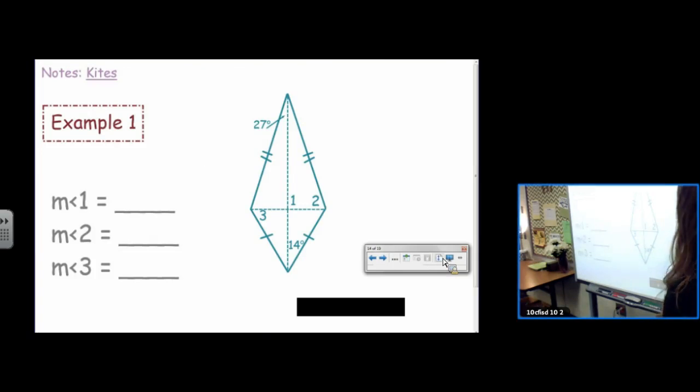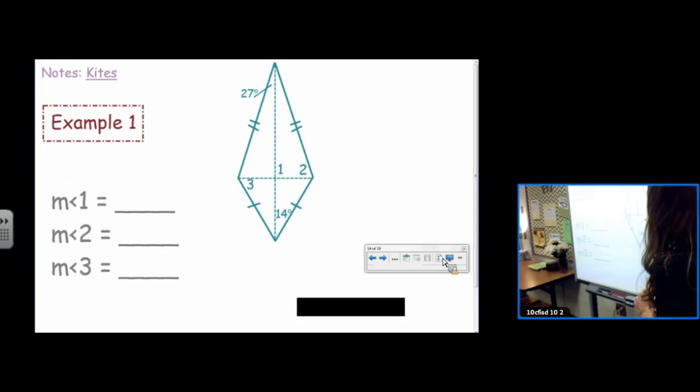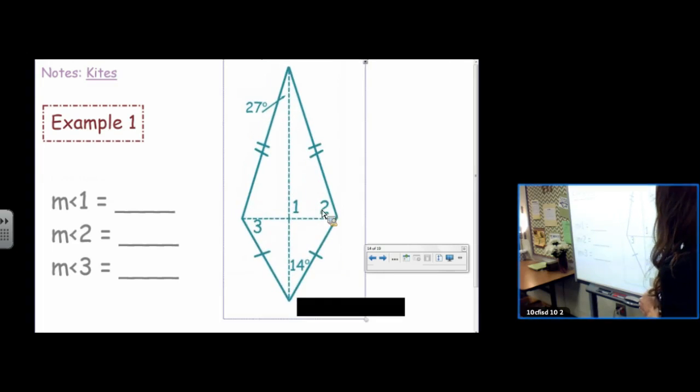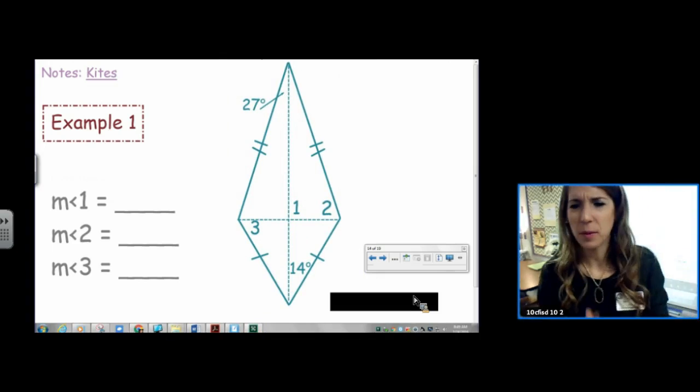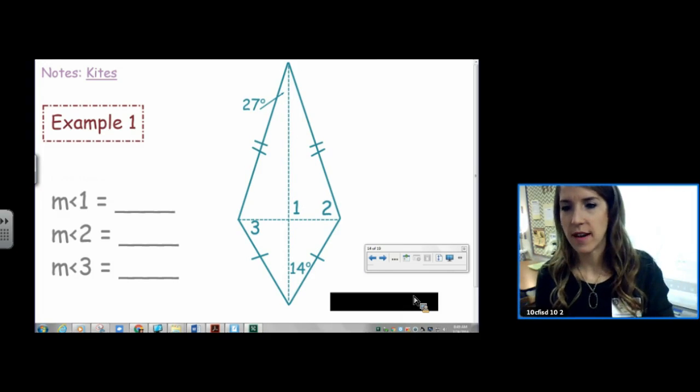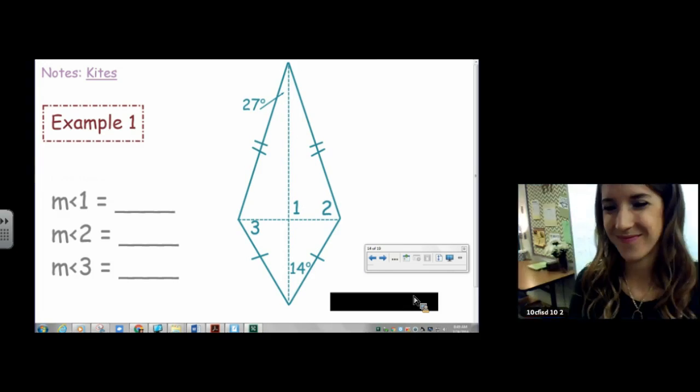Solve some kite problems. Draw this picture somewhere in your notes. Make it a little bit larger. And yeah, we're going to find angle 1, 2, and 3, but we're going to find all the angles. We're going to find them all. I'll give you a second to draw it.